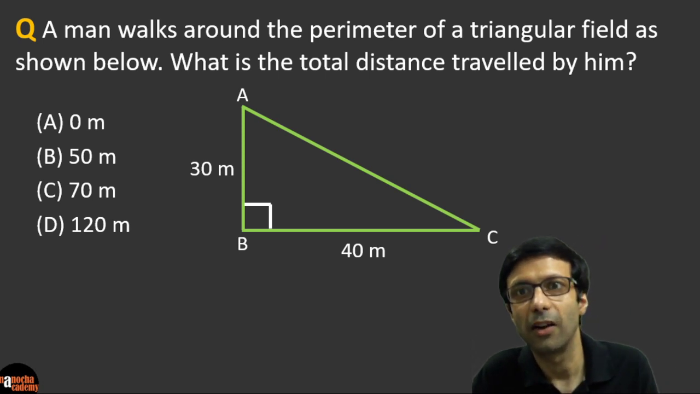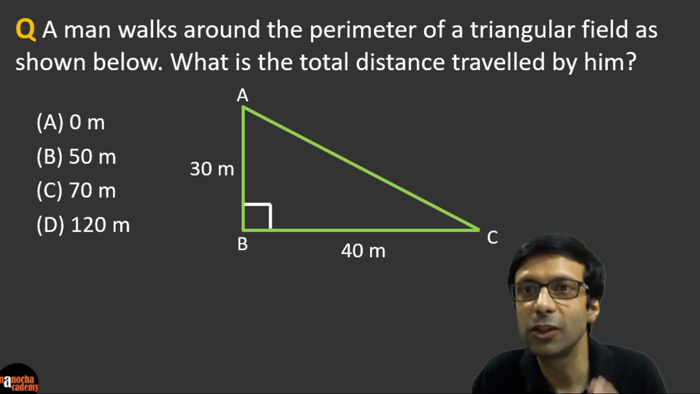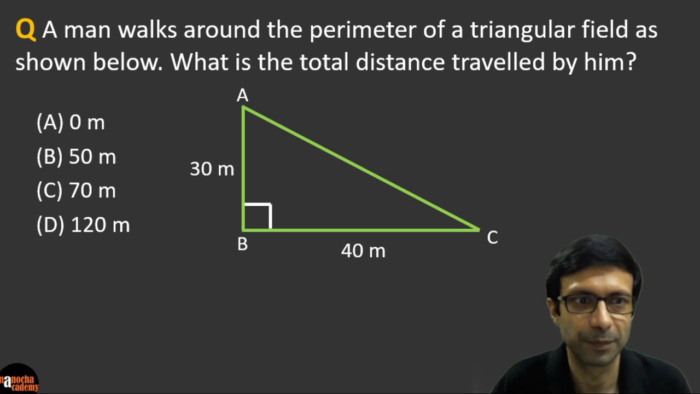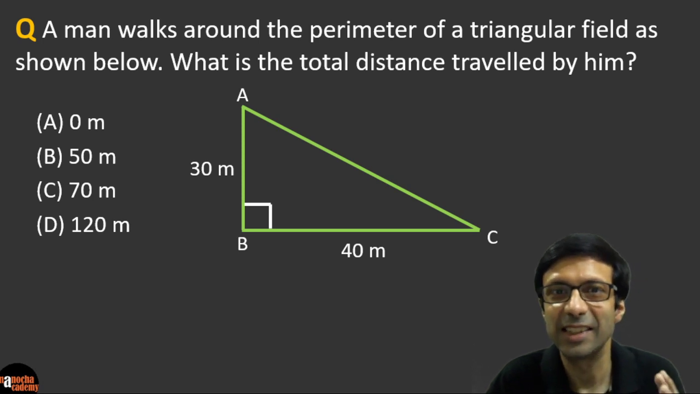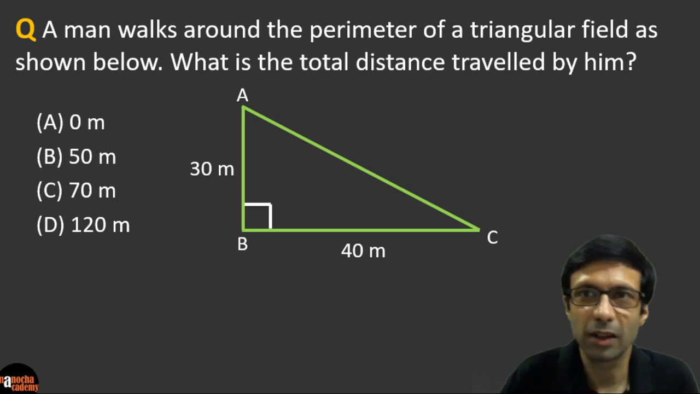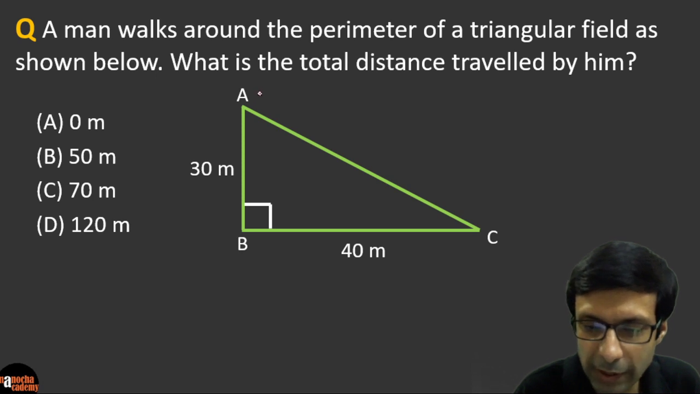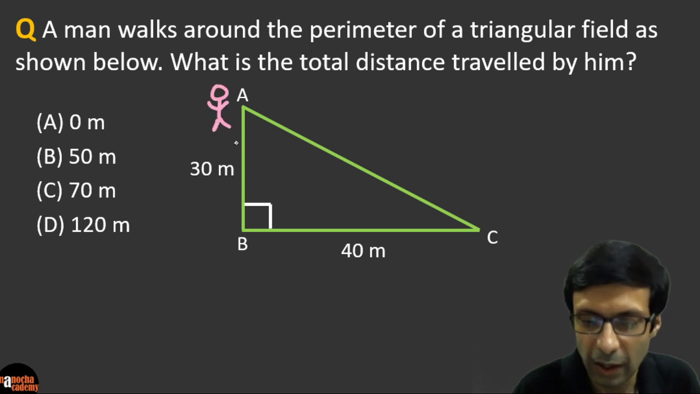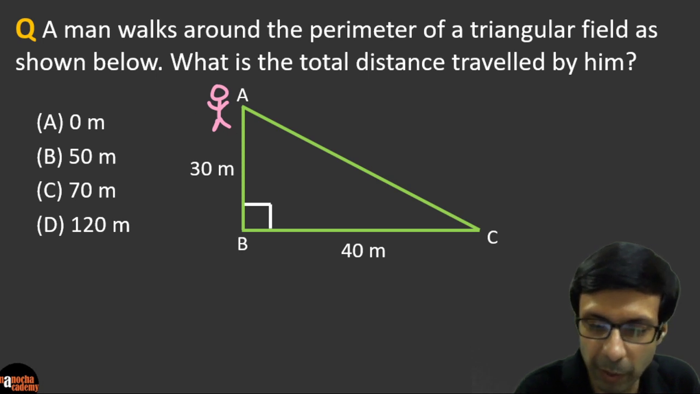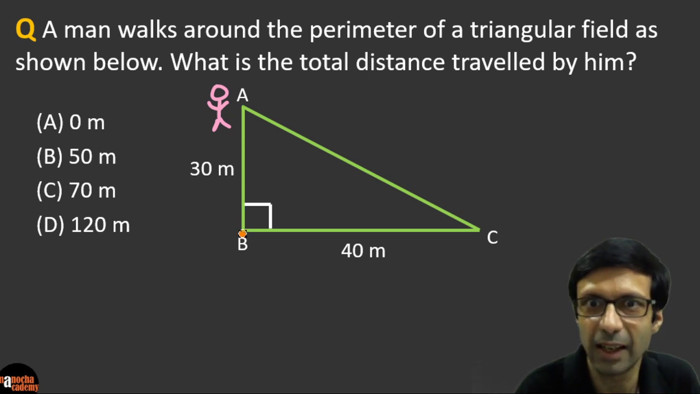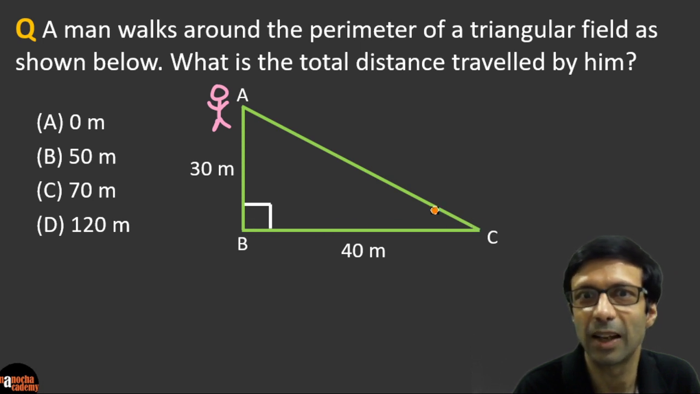A man walks around the perimeter of a triangular field as shown below. What is the total distance traveled by him here? Okay guys, take a look at this question. So the man walks around the perimeter of this triangular field. Let's say the man is at the point A, his starting position. So I'm going to draw the man here. He's at A. And let's say the man walks along the perimeter, which means he walks AB, BC and CA, right? That's the perimeter of the triangle.